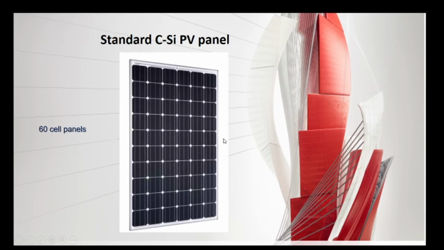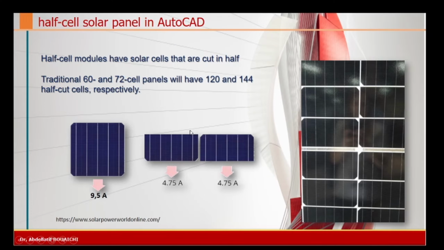This is a view of a standard crystalline PV panels with 60 cells. In this tutorial, we are going to draw a specific technology of photovoltaic module called half-cell solar panel. Half-cell module have solar cells that are cut in half. This is the cell for standard PV module, and this is the half cells. Traditional 60 and 72 cell panel will have 120 and 144 half cut cell respectively.